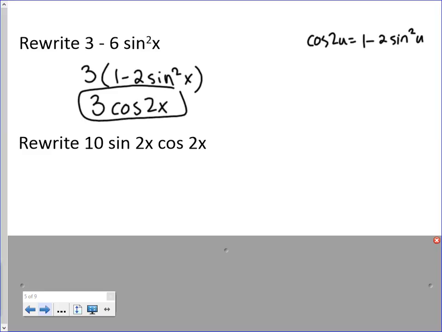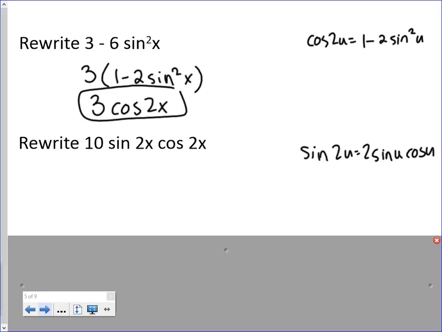Rewrite 10 times sine of 2x cosine 2x, using the double angle formulas. So I want you to look back at the double angle formulas. You have 5 of them. Which one does it look most like? Sine 2u, cosine 2u, tangent 2u. This one looks most like sine 2u. Thank you, Mitchell. Sine 2u is supposed to be 2 sine u cosine u.